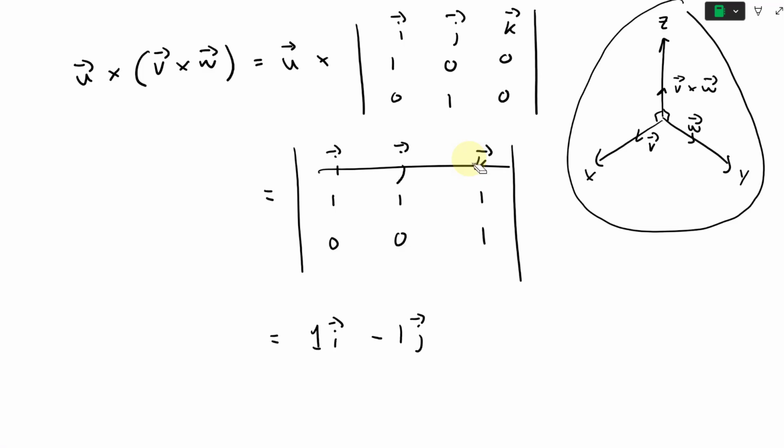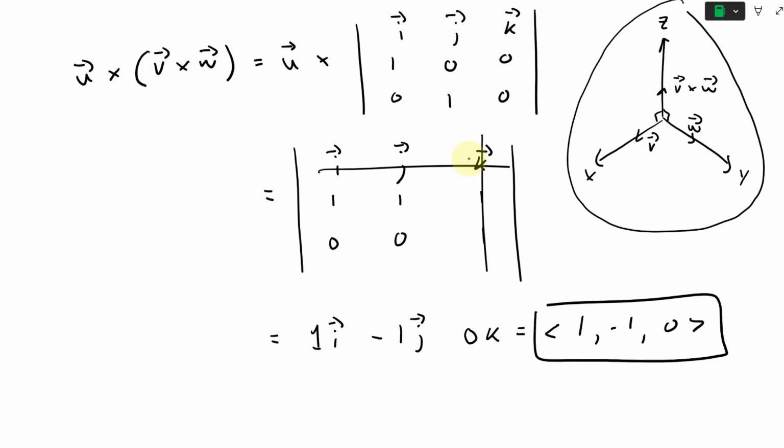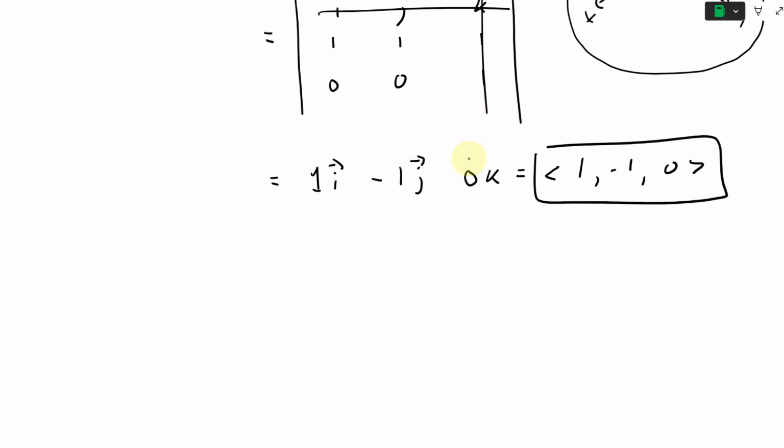And then the next one is this. Now we can cross this out. This is just 0, so that's 0k. We'll just leave it like that, or put it in vector form. We get 1, negative 1, and 0. So that's what we have. And now we do the other way and see what we get.